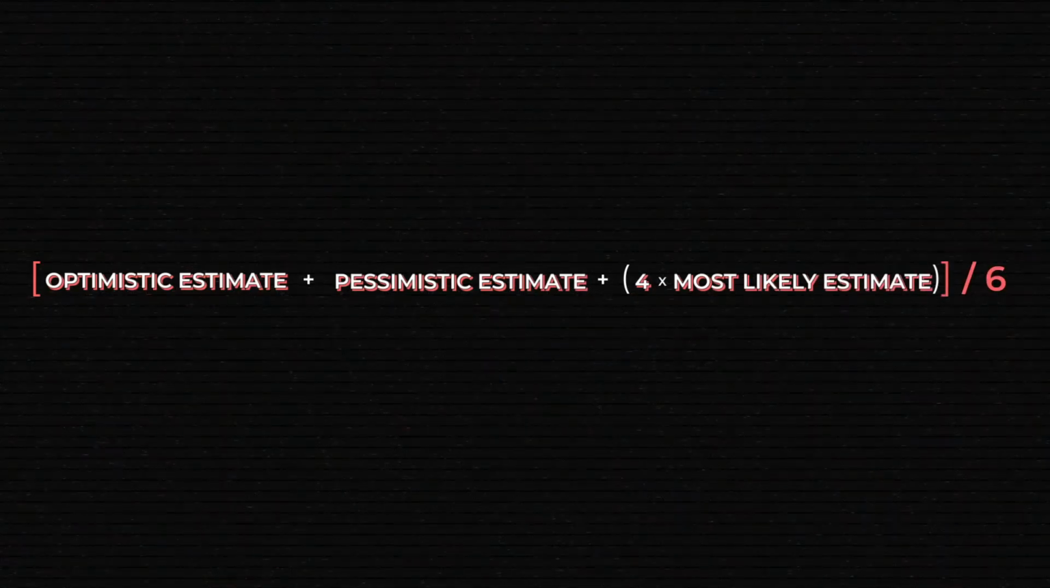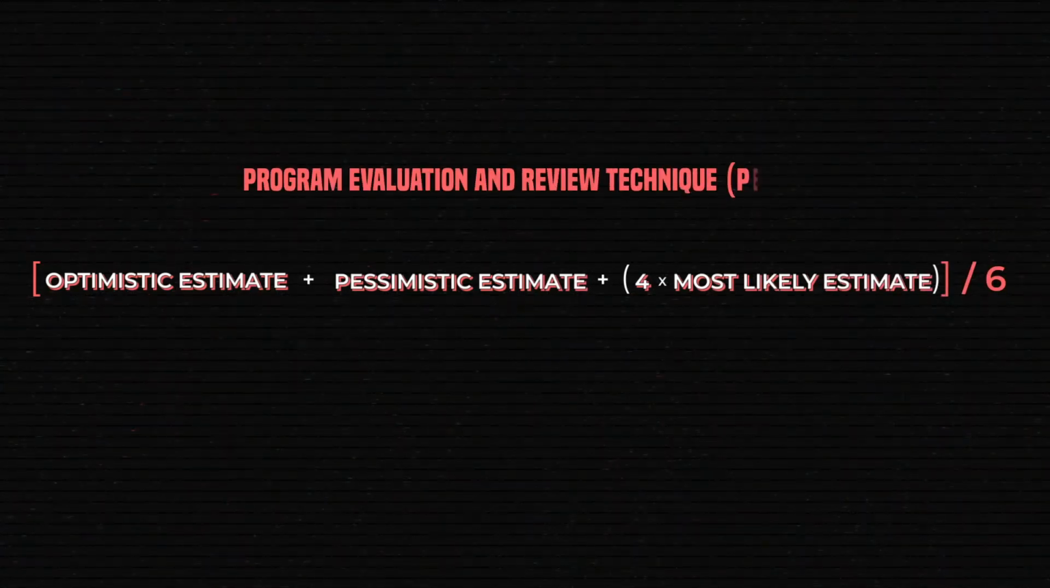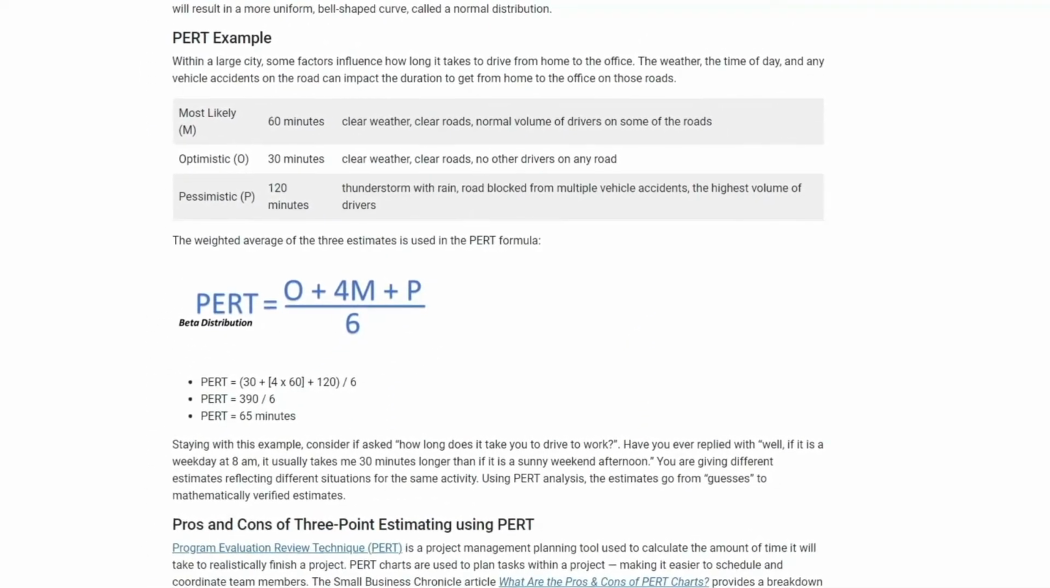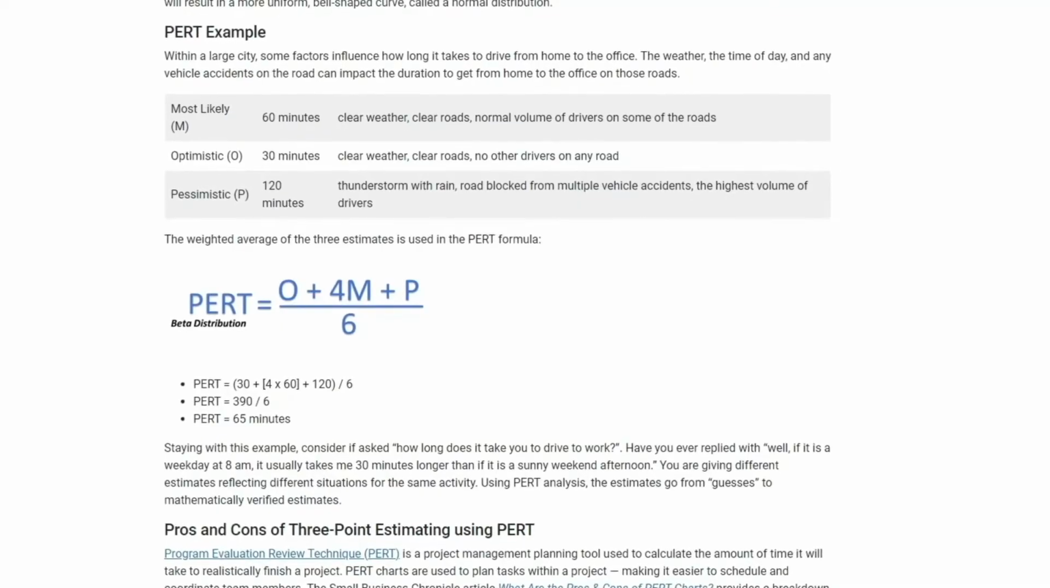Then the final cost can be estimated using the following formula. This formula is called Program Evaluation and Review Technique, PERT estimate, and it's one of the most popular and widely used estimation techniques in project management. It's considered to provide one of the most accurate results among all methods, besides this last one.